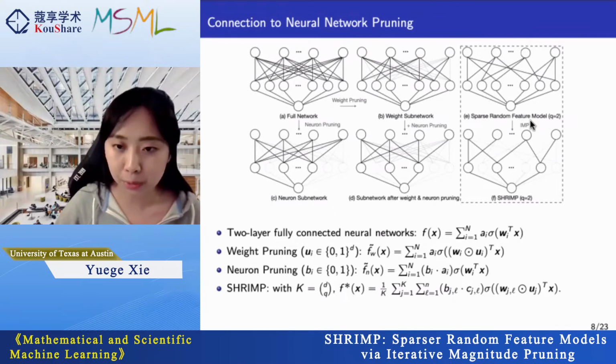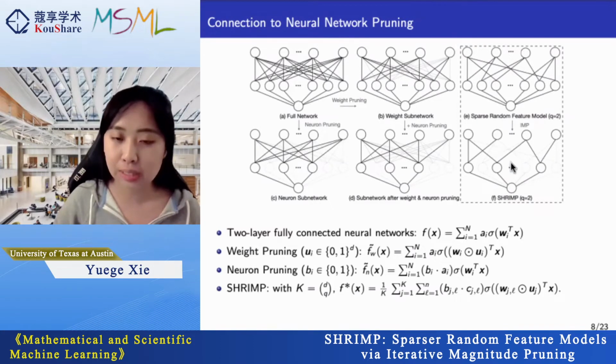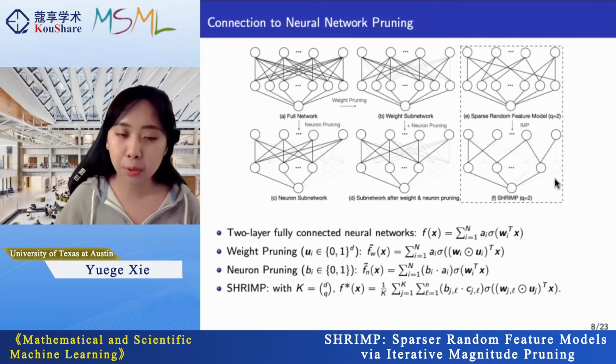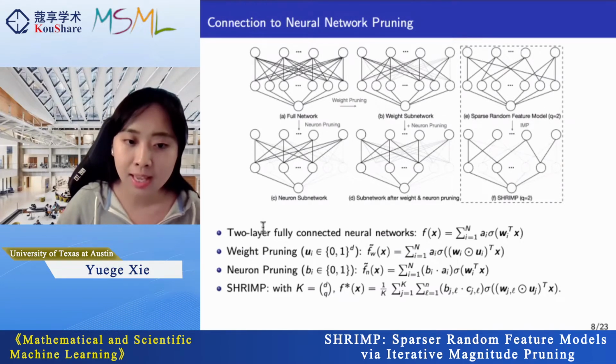So the two-stage process, the first one we can draw the connection to the weight pruning, and the second process we can draw a connection to the neuron pruning, and the combined process we can view as a combination of weight pruning and neuron pruning. And the formal definitions are listed below.